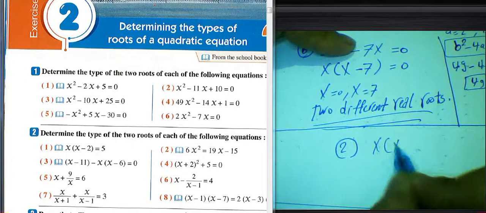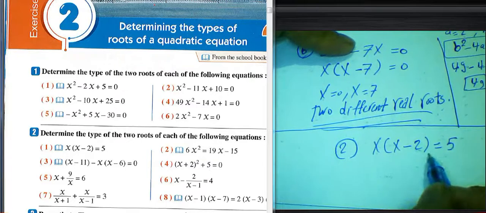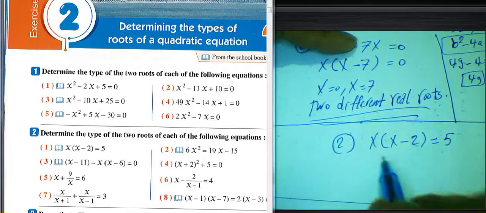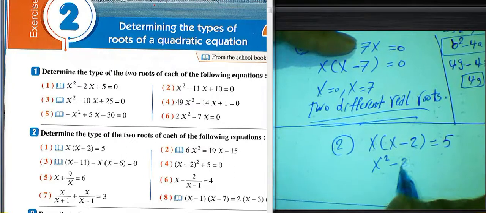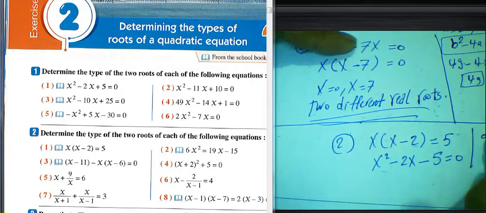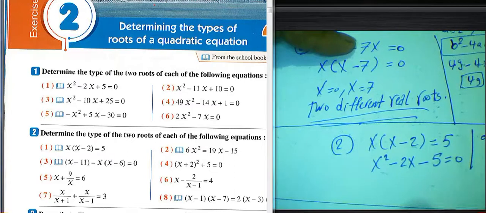x multiplied by (x - 2) equals 5. First, we distribute x: x^3 - 2x... x times x^2, minus 2x, minus 5 equals 0. So a = 1, b = -2, and c = -5.